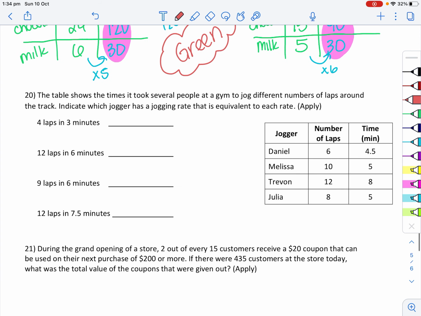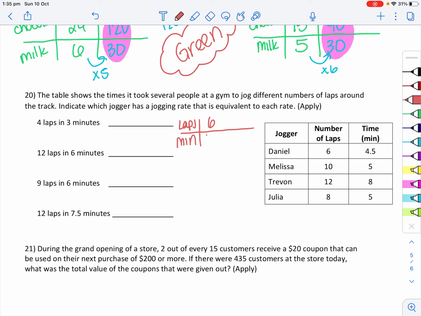Number 20 says the table shows the times it took several people at the gym to jog different numbers of laps around the track. Indicate which jogger has a jogging rate that is equivalent to each rate. So for Daniel, let's see what we can do for Daniel. We've got laps and minutes.